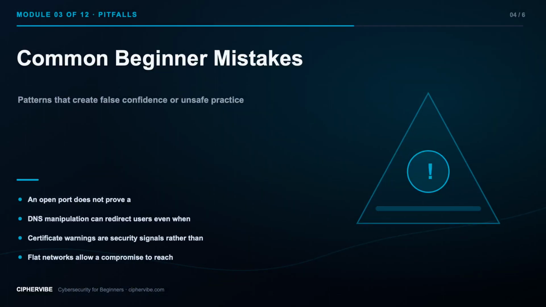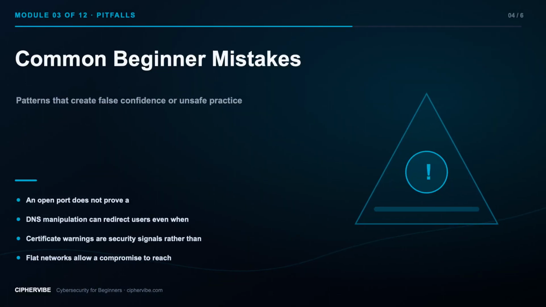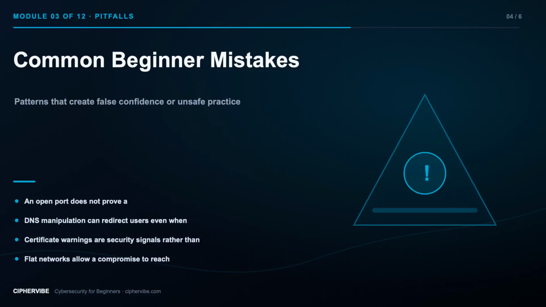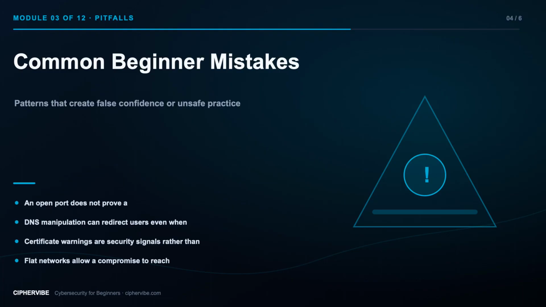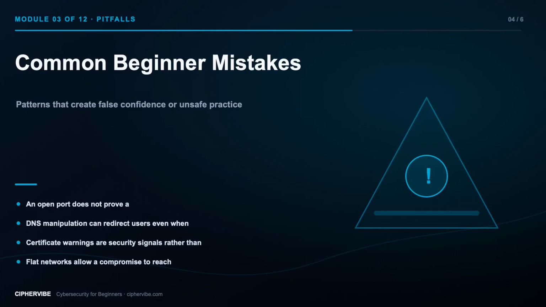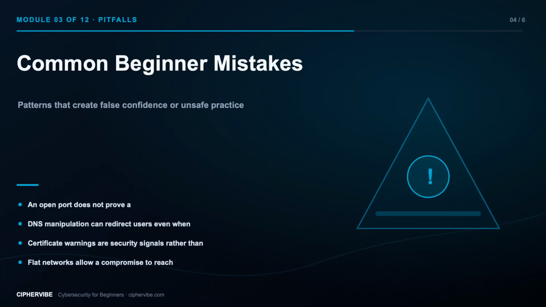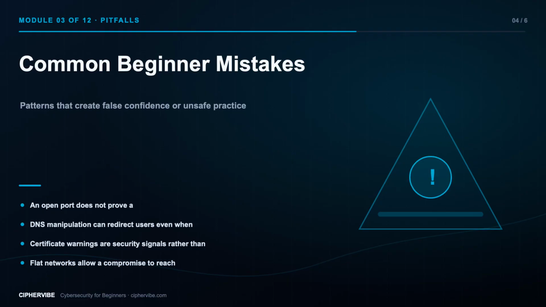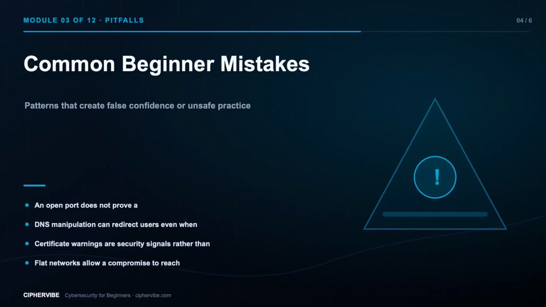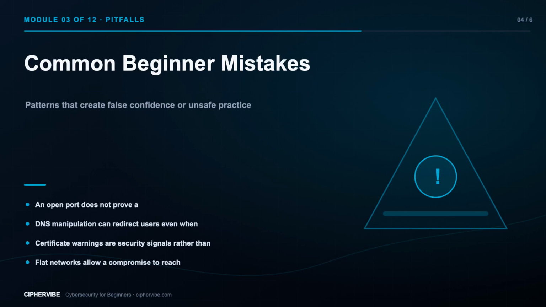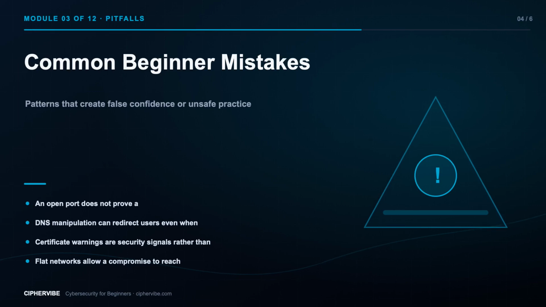Understanding failure modes will protect you from attractive but unreliable shortcuts. First, an open port does not prove a service is vulnerable, and a closed port does not prove a system is safe. Second, DNS manipulation can redirect users even when the intended application is well protected. Third, certificate warnings are security signals rather than inconvenient browser messages.